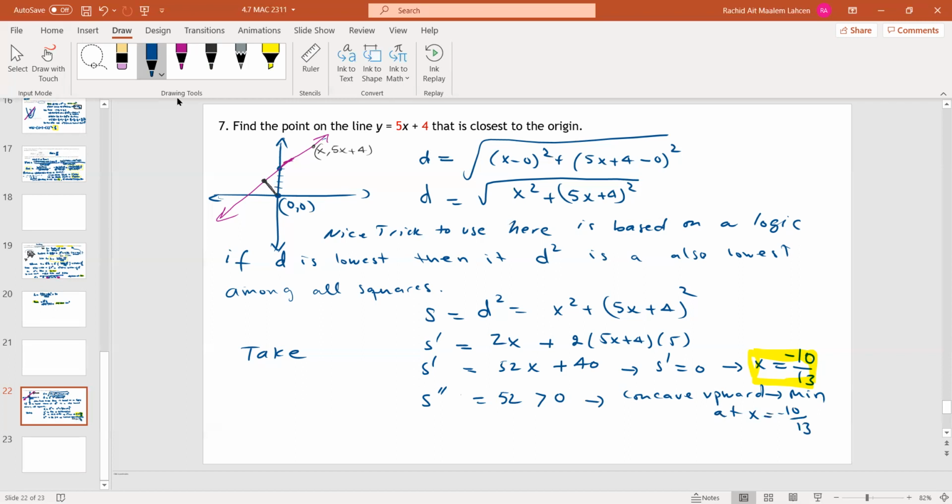And because of that, now the point is negative 10 over 13, and we need the y, and we get the y from using this equation. Right. So it would be 5 times negative 10 over 13 plus 4, which will give us 2 over 13.